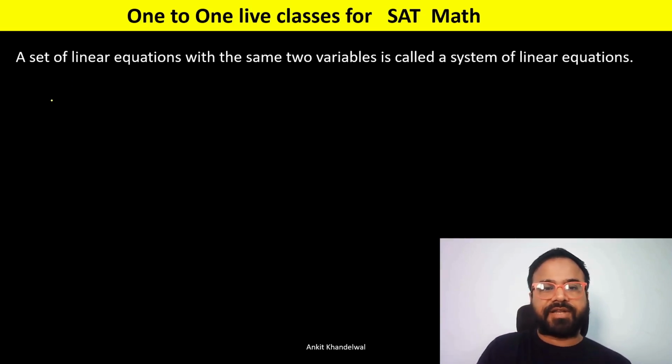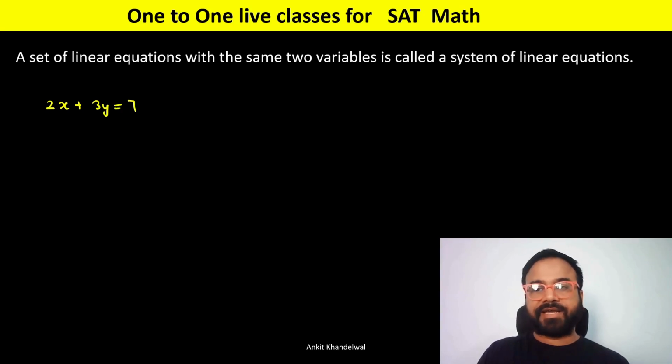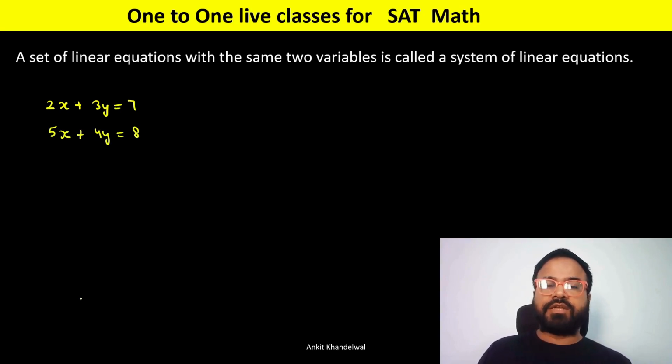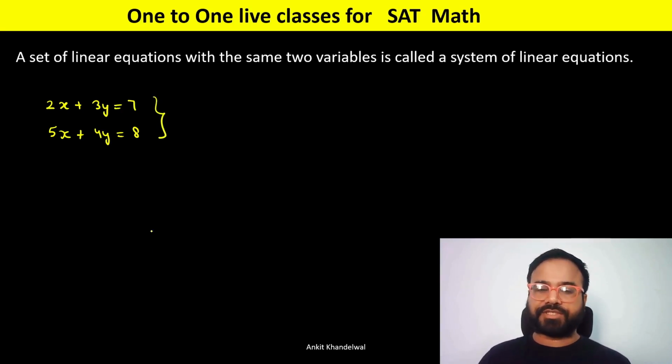Just like, for example, if you see 2x plus 3y is equal to 7, this is only a single linear equation in two variables. But if I write one more equation with this, then collectively this is known as a system of linear equations. The graph of the linear equation you know. So here we have to learn how to solve this.